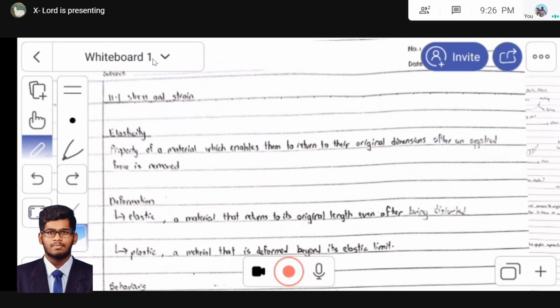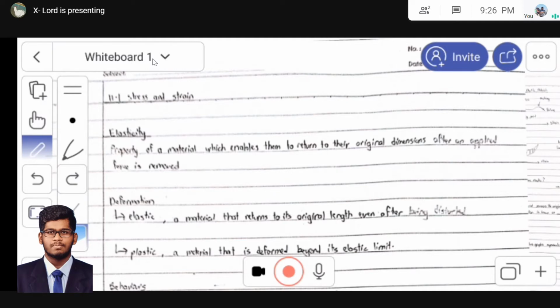Now, the screen isn't the best quality, but I will probably read it out, okay? Elasticity is the property of a material which enables it to return to its original dimensions even after an applied force is removed. So basically, when you don't have any force, it goes back to its original dimensions.